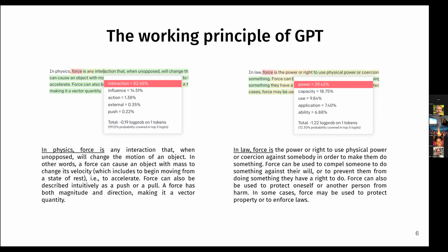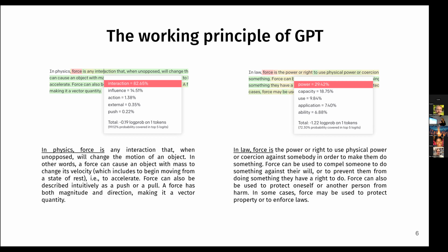But if we start saying "in law force is," then we got "power," which is the most likely word to follow, but it's not such a big probability like in the previous case. And the second most likely word has more or less the same probability, which suggests that "force in law" is not such a thing. Okay, so this is basically what happened. GPT puts one word after another according to the statistics that it finds from its training data set.